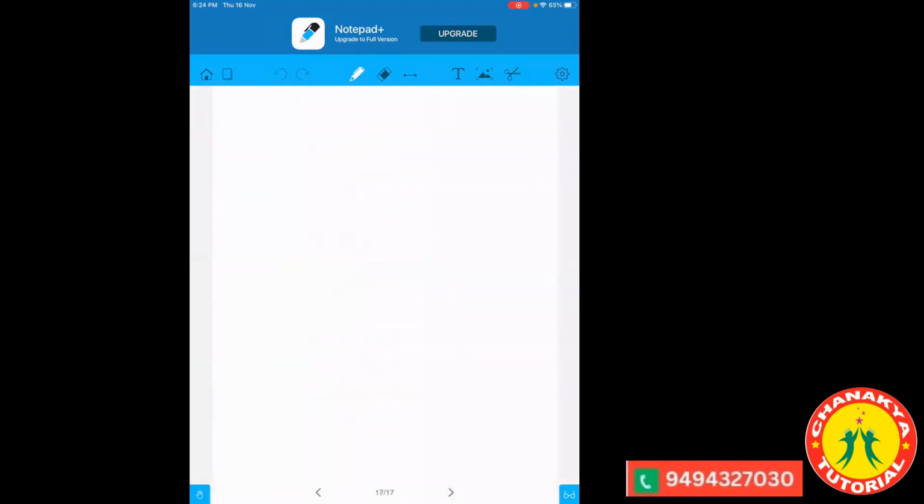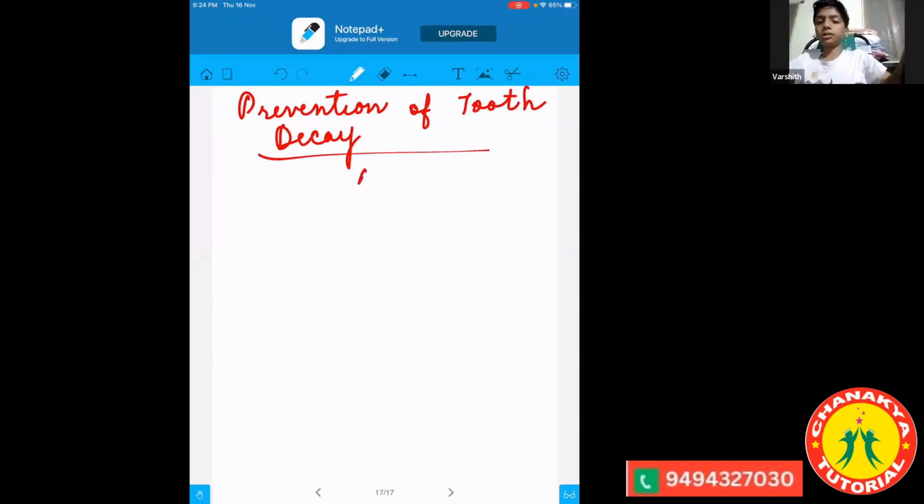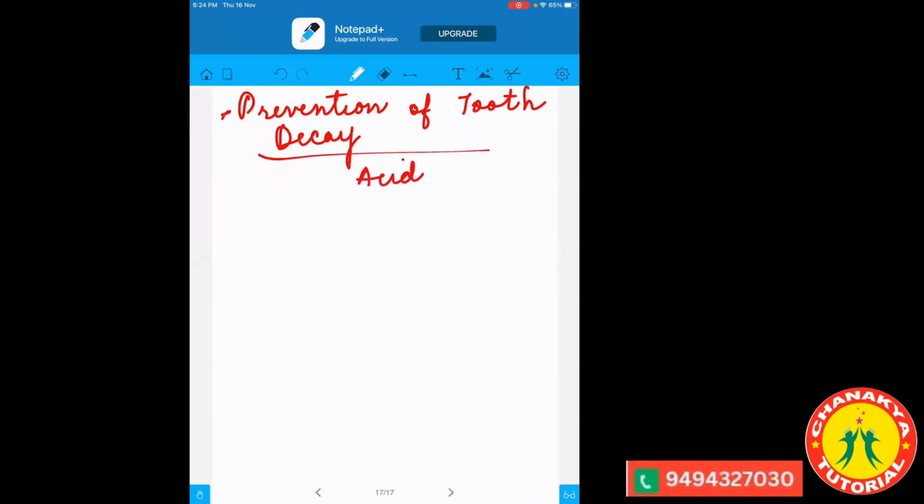And the last neutralization reaction will be on the prevention of tooth decay. Now, what will be present in our mouth, the acid or the base? Acids, right. So we have acid in the mouth, on the teeth.